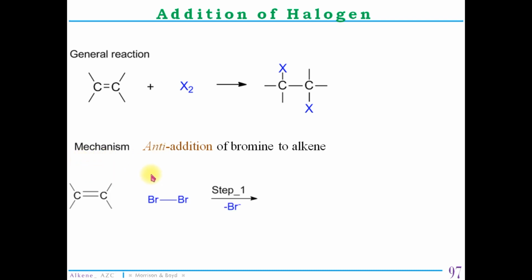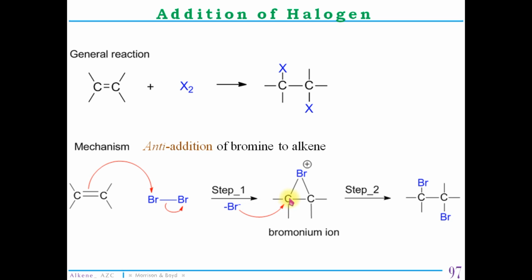In the first step of the mechanism, the electron-rich region of the alkene double bond attacks one of the bromine atoms, and there is formation of a cyclic intermediate, the bromonium ion. In the second step, the bromide anion attacks a carbon, which gives the dibromoalkane.